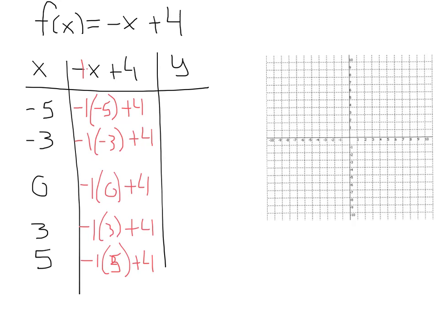And if we calculate the y values, negative 1 times negative 5 is 5, plus 4 is 9. Negative 1 times negative 3 is 3, plus 4 is 7. Negative 1 times 0 is 0, plus 4 is 4. Negative 1 times 3 is negative 3, plus 4 is 1. Negative 1 times 5 is negative 5, plus 4 is negative 1.